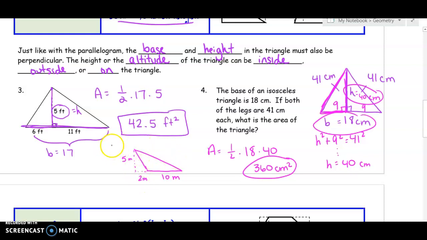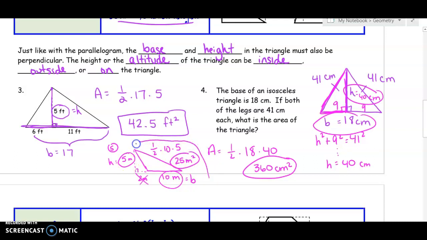If you had a problem like this and you had to find the area, the base would be the 10, not the 2. The height is the one that's perpendicular. I know that the 5 doesn't look like it's perpendicular because it's not even touching, but this is going to be your height. All right, and then you would plug it into the formula. 2 is excess information. You wouldn't actually use it for anything. So if you had to find the area of this one, you do 1/2 times the base times the height, and you would get 25 square meters for this guy.